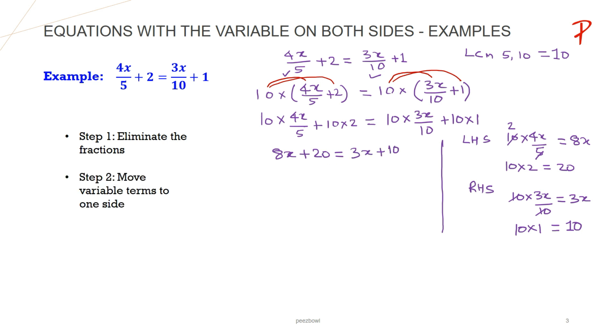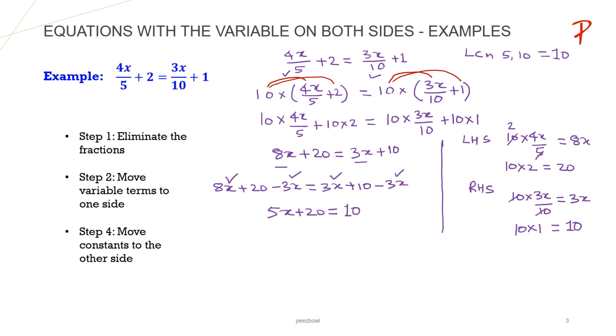Okay, now we have simplified the equation, and the equation is now 8x plus 20 equal to 3x plus 10. Then our next step is to move variable terms to one side. So let us bring all the x terms to one side. Here let us subtract 3x from both sides. So here we have 8x plus 20 minus 3x, and this is equal to 3x plus 10 minus 3x. So on the left hand side we have 8x minus 3x, that is 5x, plus 20, this is equal to plus 3x and minus 3x will cancel each other, and what we have is 10.